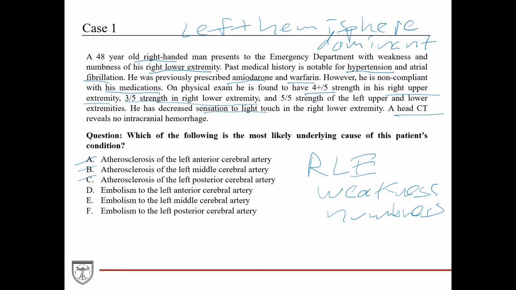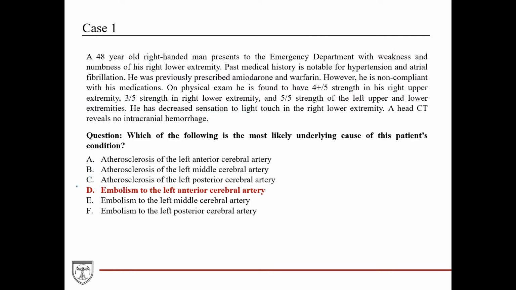If you look at the breakdown, remember anterior cerebral artery is definitely lower extremity weakness, versus middle cerebral artery is upper extremity weakness. And then posterior cerebral artery is more so vision, because that's the occipital lobe. So he's not complaining of vision problems. He's got a little bit of weakness in the upper extremity, but it's more so the lower extremity. So the answer would be embolism to the left anterior cerebral artery.